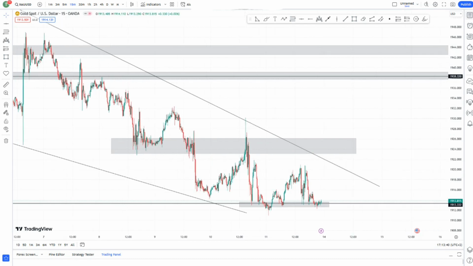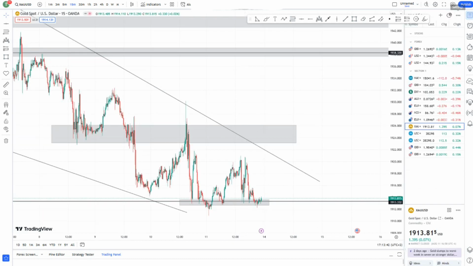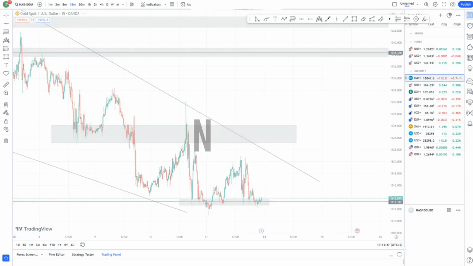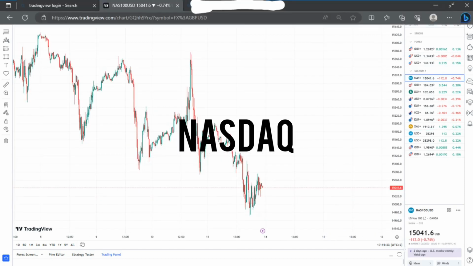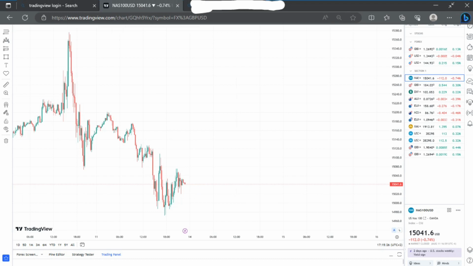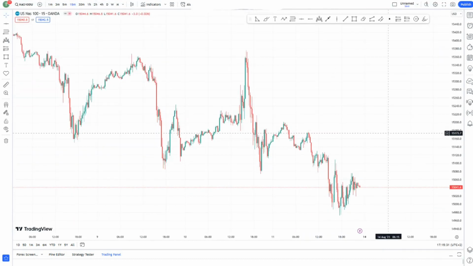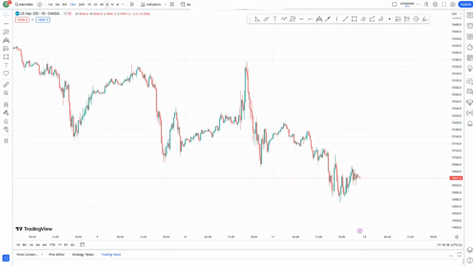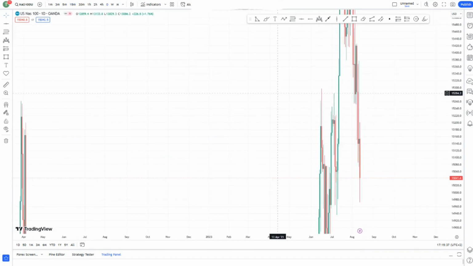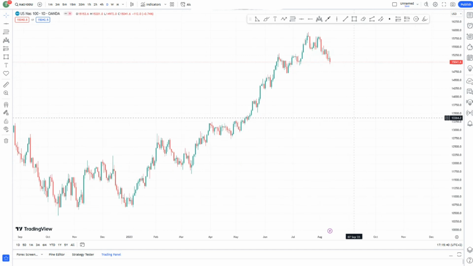So let's go to my next pair that I want to share with you guys that you should trade this week, is NASDAQ, guys. So I want to get into the analysis, but I just want to remove this. Okay, so I'm gonna start on the daily time frame as always. Start with my key levels.